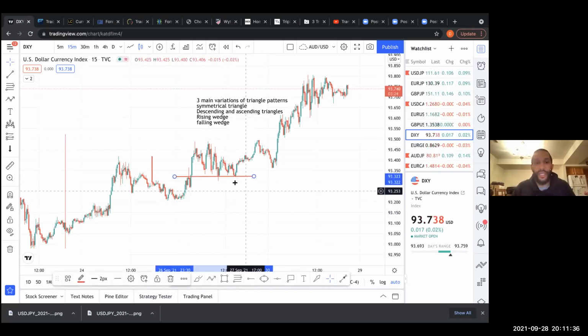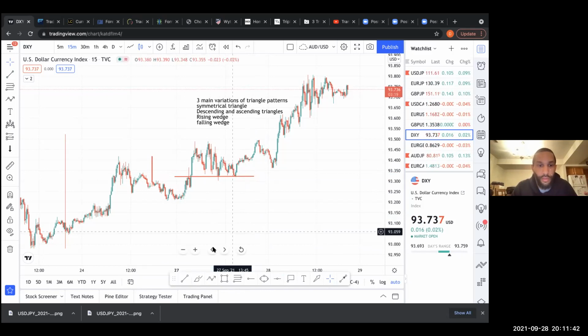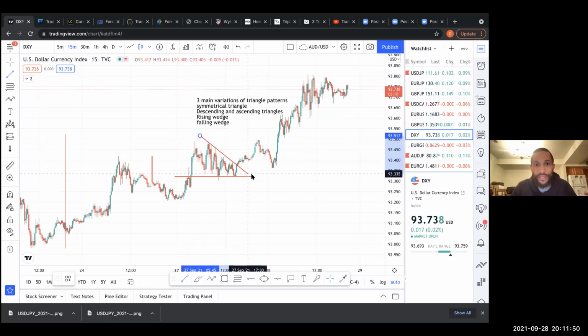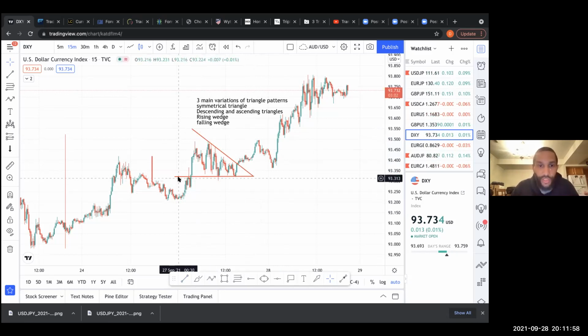All right, so you'll find a solid level of support, and then your descending trend line is going to act as basically a resistance at an angle. All right, so that's our descending triangle. Now, on these descending and ascending triangles, you always have a flat bottom, whether it's at the top or it's at the bottom. But as a descending triangle, you're looking for that flat bottom right there, and you're looking to connect the higher highs.